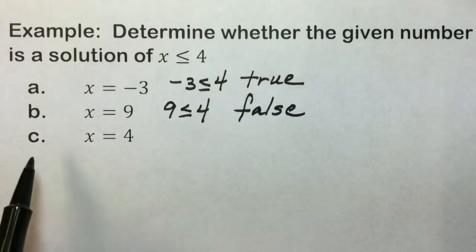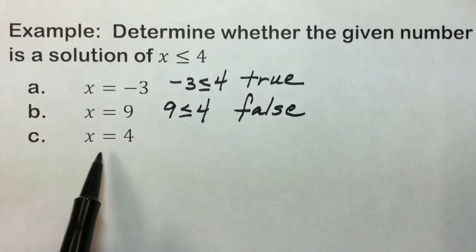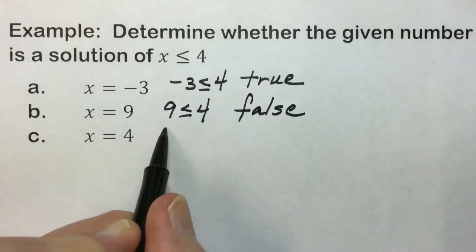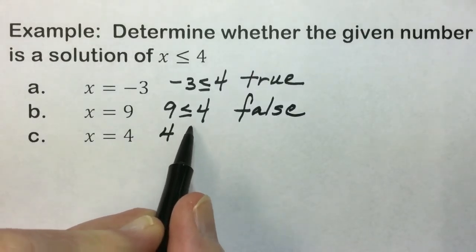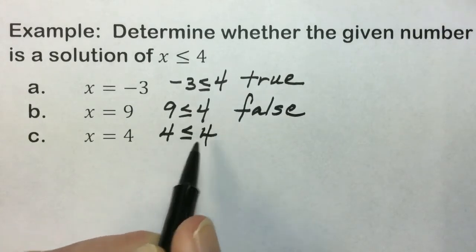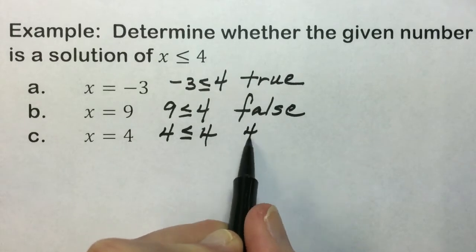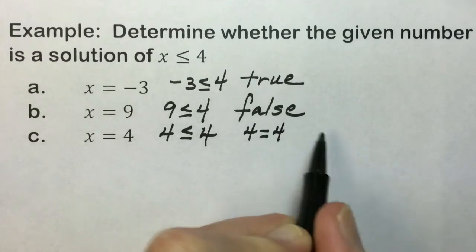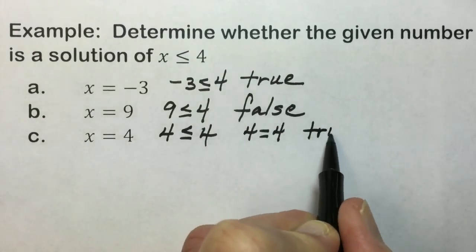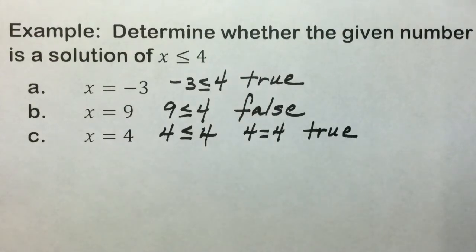The third problem has us replacing x with 4, which gives us the inequality 4 is less than or equal to 4. And since 4 equals 4, this would be true, and 4 would be part of our solution set.